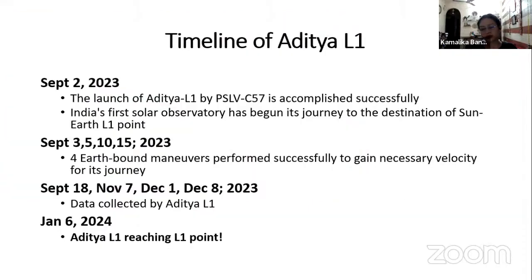Now, going back to the timeline of Aditya L1, the launch happened on 2nd September, followed by, finally, on January 6th, Aditya L1 reached the L1 point.